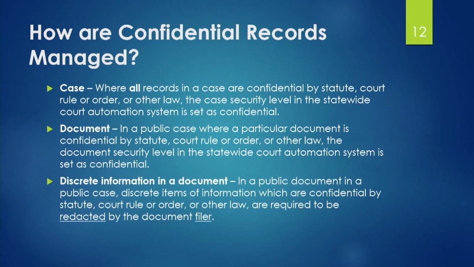The third way that confidential records can be managed is by discrete data elements within a document. That may be the social security number, a date of birth, or other information like that. As I mentioned, the case management system does not have the ability to automatically redact those documents. That responsibility will be on the filer.